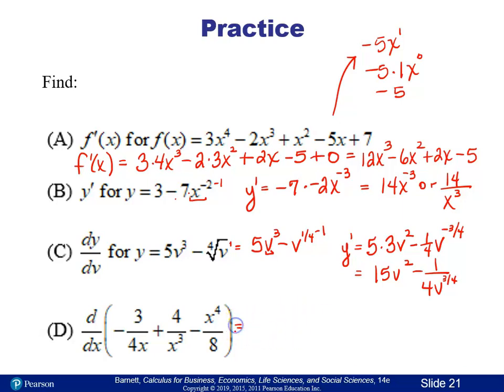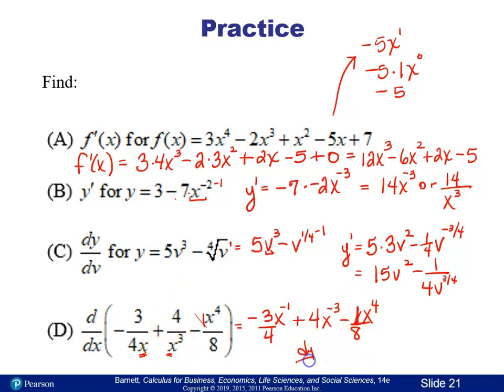All right, and the last one here, we've definitely got some rewrites to do. This would be negative 3/4, and then the x needs to come up, so it would be x to the negative 1. And then here we're going to have plus 4x to the negative 3, and then minus 1/8 x to the 4th. So the only thing that's really a problem is when the x's are in the denominator. It's okay that the 8 is in the denominator, just treat that like a fraction. But when the x's are in the denominator, you can't do that. You've got to rewrite those.